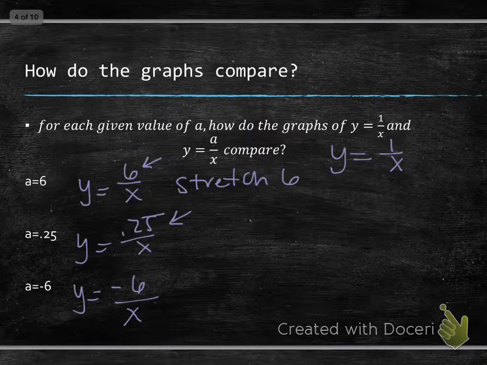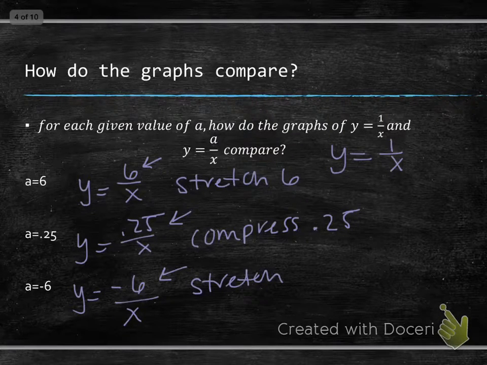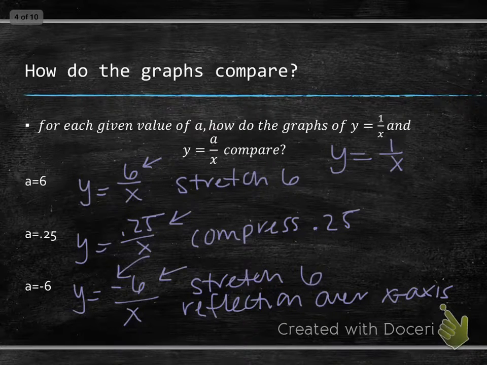This 0.25 is smaller than 1, so it's going to compress by 0.25. In our graph, it's going to look a lot like it's getting closer and closer to the axes, so they look a little weird. This one, we have a 6, so I know it's going to stretch. And then this negative here is going to be my reflection over my x-axis. It could be attached to the 6, it could be sitting out in front of your whole fraction, or it could be attached to the x, but it will always be a reflection over your x-axis, and it's going to kind of look like a mirror image of our original.